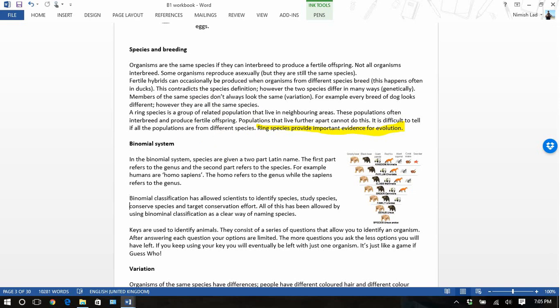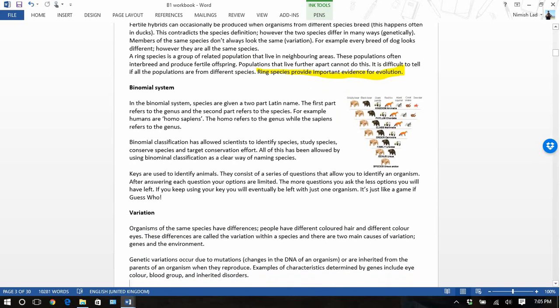Binomial system. So in the binomial system, species are given a two-part Latin name. The first part refers to the genus, the second part is species. So it's genus before species, just like in the classification order. So Homo sapiens, Homo is the genus, while sapiens is species. It allows scientists to clearly identify species and also study them, and therefore conserve them and target the conservation effort to make sure that we don't lose certain species. All of this has been allowed by using the binomial classification as a clear way of naming species.